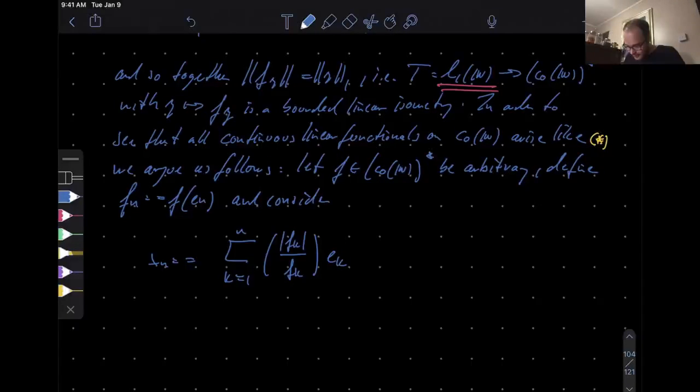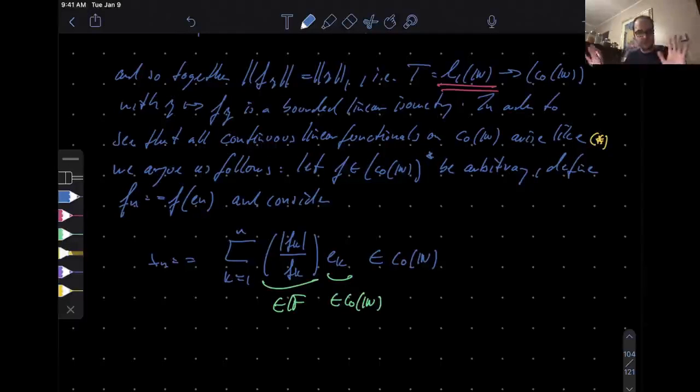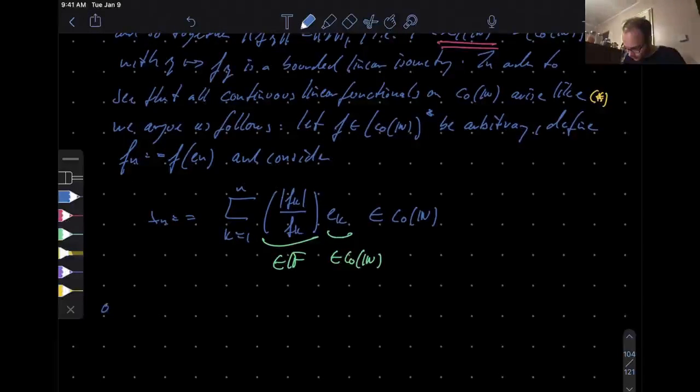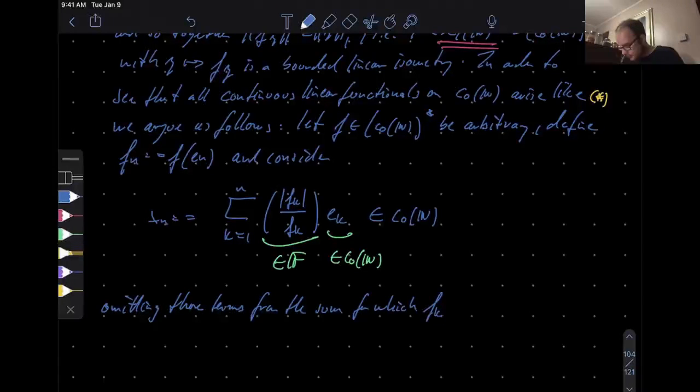Now, notice here, by the way, in this sum, these are the scalars, and these guys here are the vectors, the e sub k. So that whole thing is a linear combination of vectors in c_00, since that's the subspace. That is going to be a vector in Z0, all right? And by default, of course, one of those f sub k's might be 0, but if that happens, you just omit it from the sum, by definition. Omitting those terms from the sum for which f sub k is equal to 0.